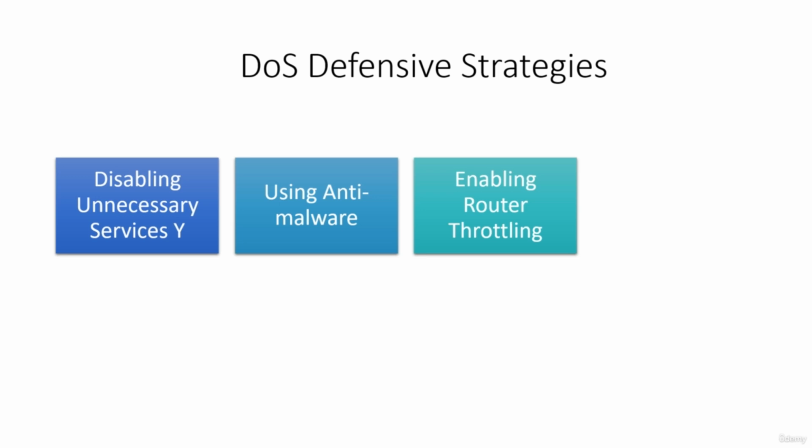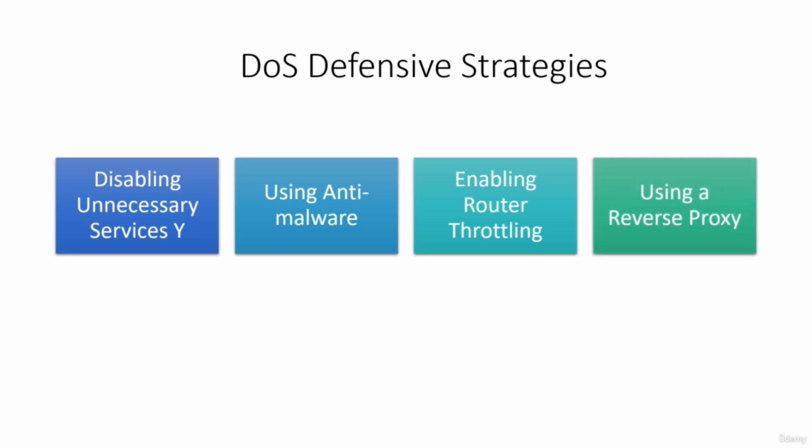Enabling router throttling. DoS attacks that rely on traffic saturation of the network can be slowed down by enabling router throttling on your gateway router. This establishes an automatic control on the impact that a potential DoS attack can inflict, and it provides a time buffer for the network administrator to respond appropriately.